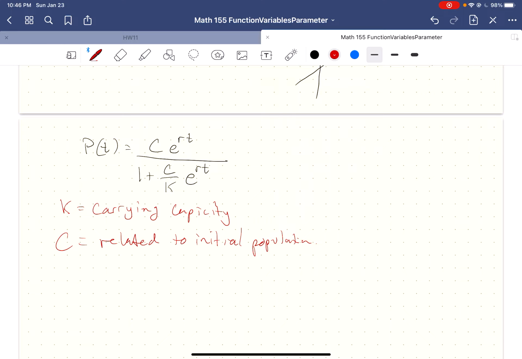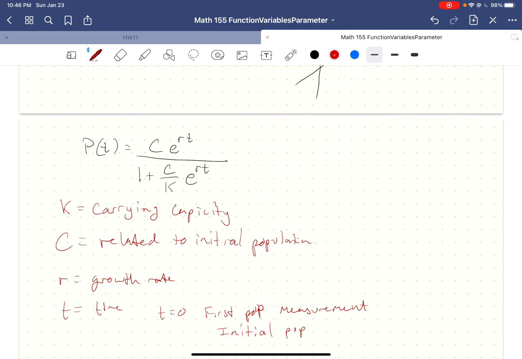So really what's going on, let's just finish this out. So R is the growth rate. And T is just time. Maybe it's in years, maybe it's in minutes. If it was bacteria, it might be in minutes. So when you plug in 0, this is the first population measurement, which we often call the initial population.